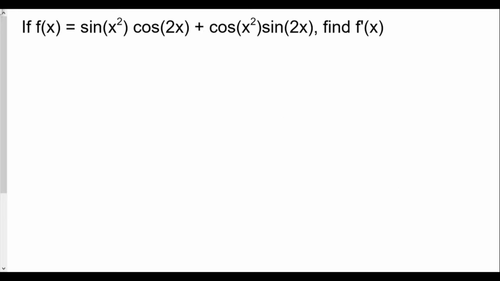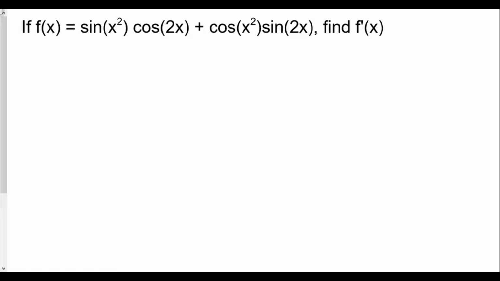Our next question is: if f of x equals sine of x squared cosine 2x plus cosine x squared sine 2x, find f prime of x. Now, you can do product rule, and then chain rule, and then product rule, chain rule for everything, and then try to put everything together. But there's another identity we should know.